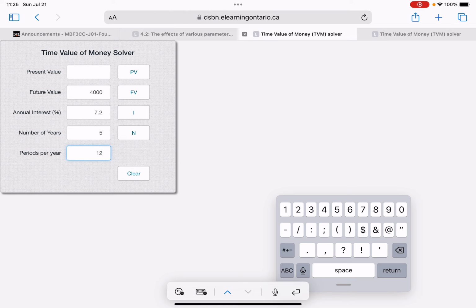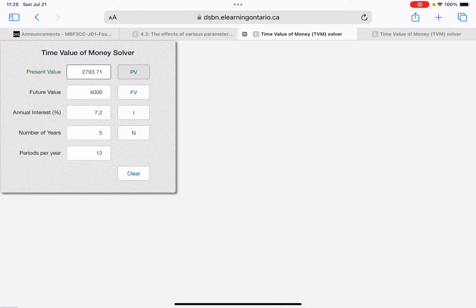Same thing, you're going to fill out all of your fields, your future value, your interest, your number of years, and your periods, and you're just going to click present value, and boom, does that make sense? Yes. So it's telling you your present value is about $2,800. That makes sense. It's had 5 years to accrue a pretty substantial interest rate with lots and lots of compounds. So your present value should, of course, if it's an investment, always be smaller than your future value.